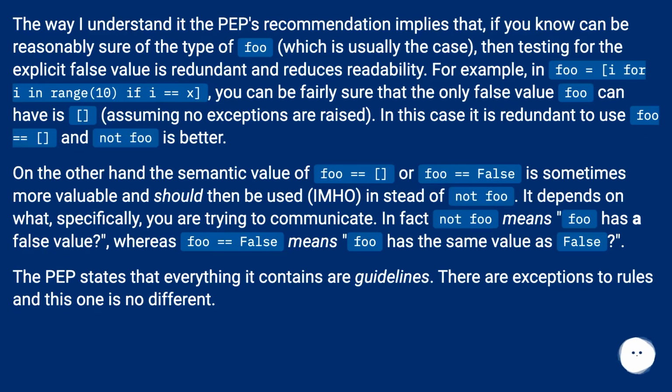On the other hand, the semantic value of foo == 0, or foo == False, is sometimes more valuable, and should then be used, IMHO, instead of "not foo". It depends on what, specifically, you are trying to communicate. In fact, "not foo" means foo has a false value, whereas "foo == False" means foo has the same value as False. The PEP states that everything it contains are guidelines. There are exceptions to rules, and this one is no different.